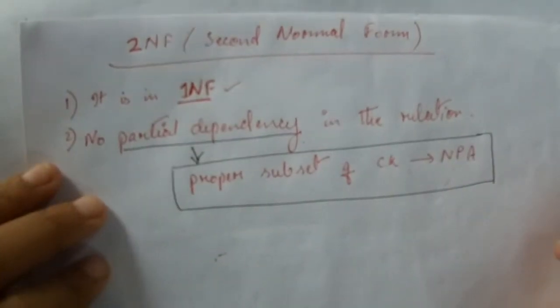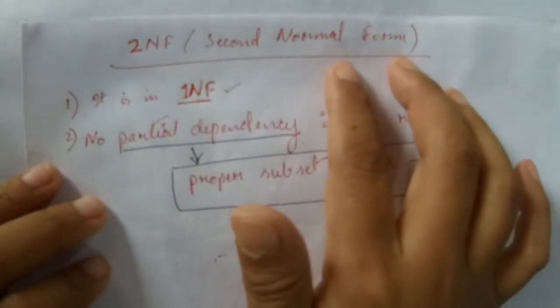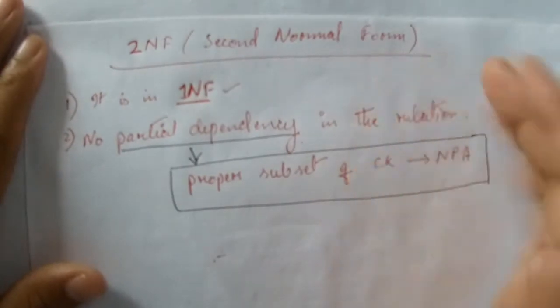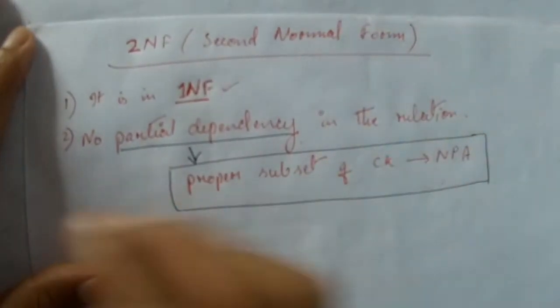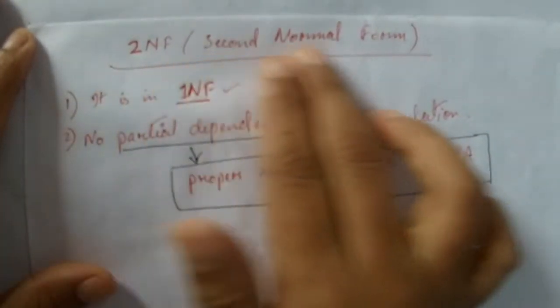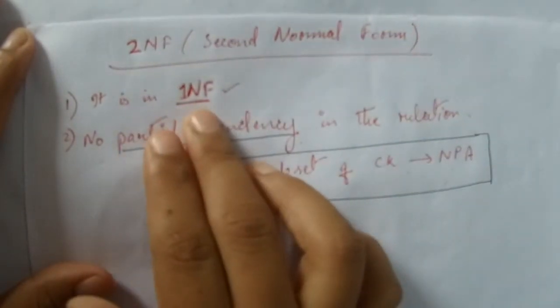Hello students, so today we are going to discuss second normal form. For this second normal form there are 2 points that we should remember. The first point says that a second normal form relation should first of all be in first normal form.